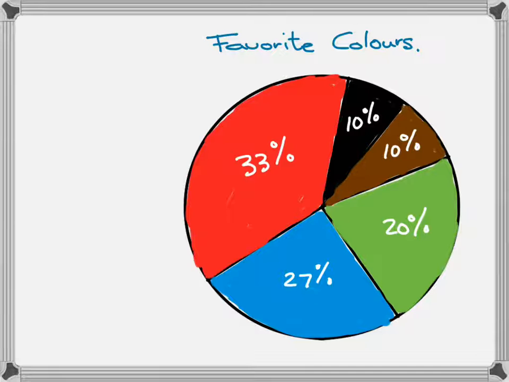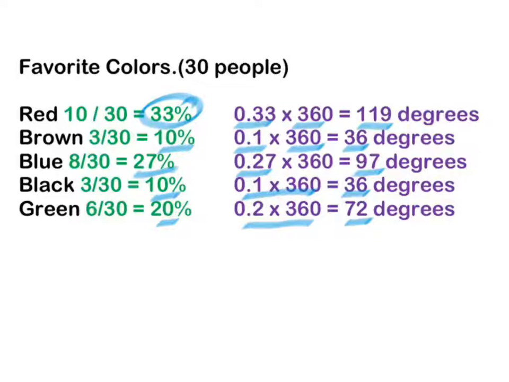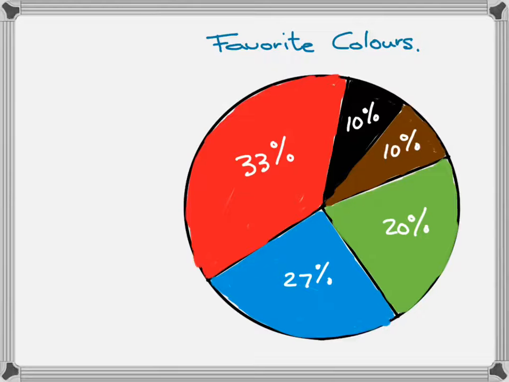So you would take those degrees that you got here, and you would start at the vertex of the circle, and you will plot them. And you'll see that red will be that size because it's 118 degrees, and this would be blue, and that would be green, and those would be brown and black. And that would be how you put together a pie chart or circle graph.